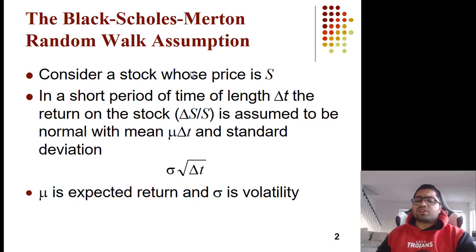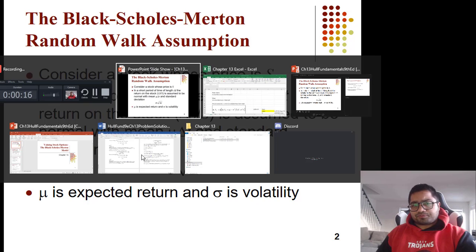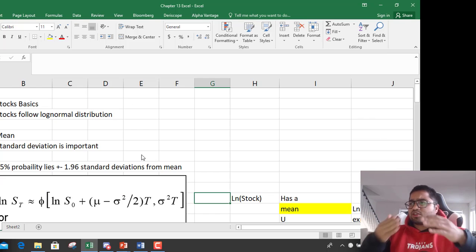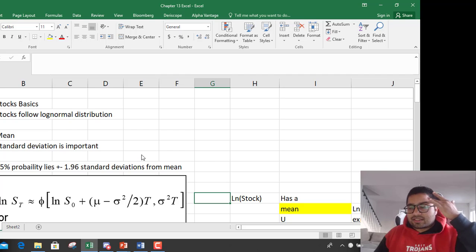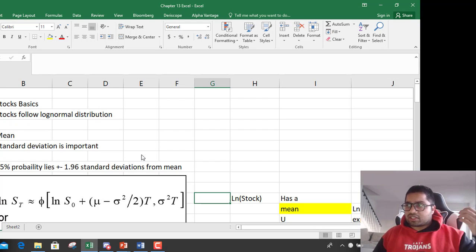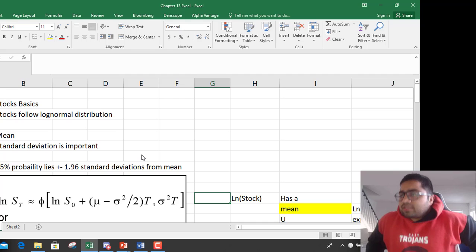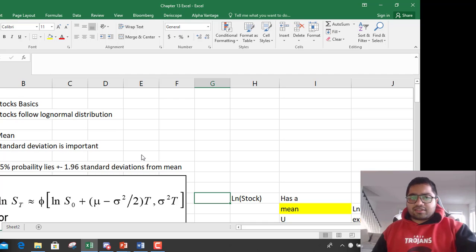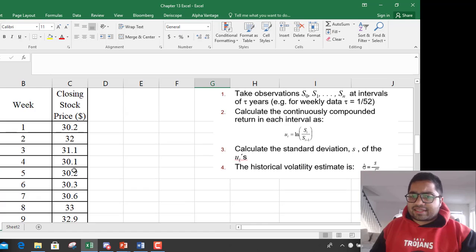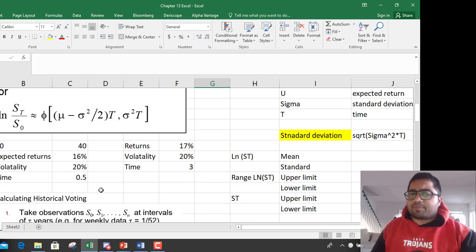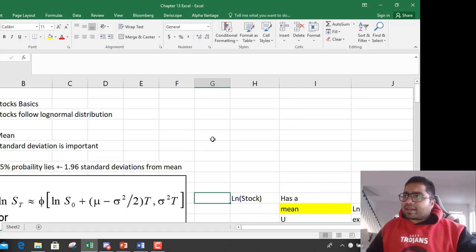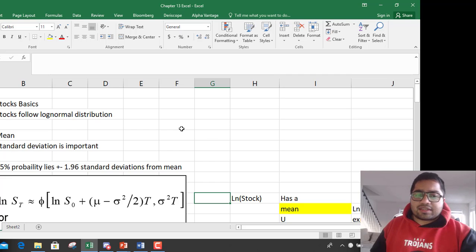Before we go into the PowerPoints, the chapter has a lot of basics that it doesn't discuss, so it directly assumes that you have knowledge of log normal distributions, normal distributions, first order derivatives, etc., but you may not have that. So that's the reason I'm going to explain it in an Excel sheet first. We are going to do some problems and then we'll go back to the PowerPoint and discuss it.